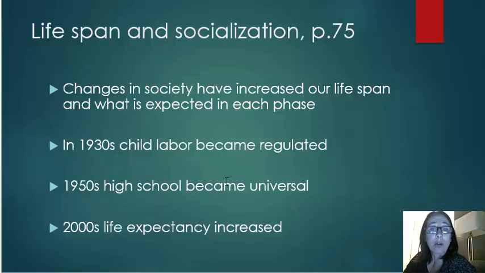In the 1930s, the child labor laws became regulated, and in the 1950s, high school became universal. Before that, high school was not universal. Not everybody went to high school, and it wasn't even required to get a job necessarily. And then life expectancy in the 2000s increased dramatically. And so that has had an impact on our society. Each one of these factors has had an impact on our society.